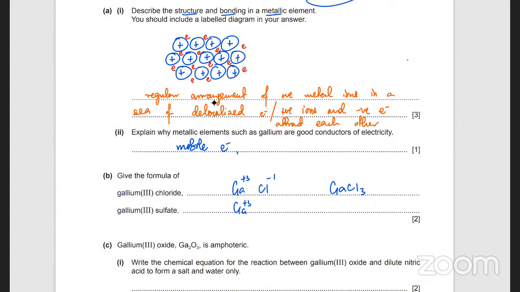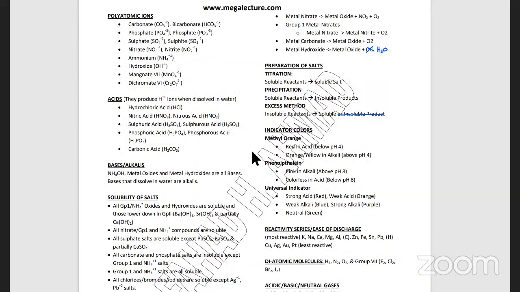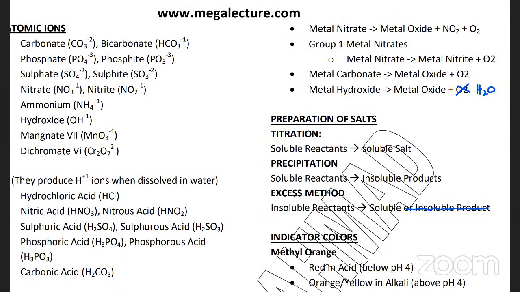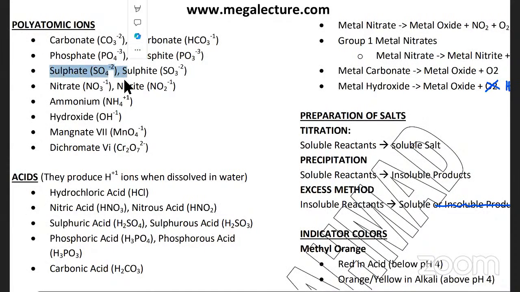And gallium 3 sulfate: gallium is +3, what is sulfate? Sulfate is, I think, +1 or no. See, what's the formula for sulfate? Why do you forget sulfate? Look at the same group, it has S, but you shouldn't be forgetting this. What is sulfate? Let me open the data sheet again. Sulfate is SO4 minus 2.